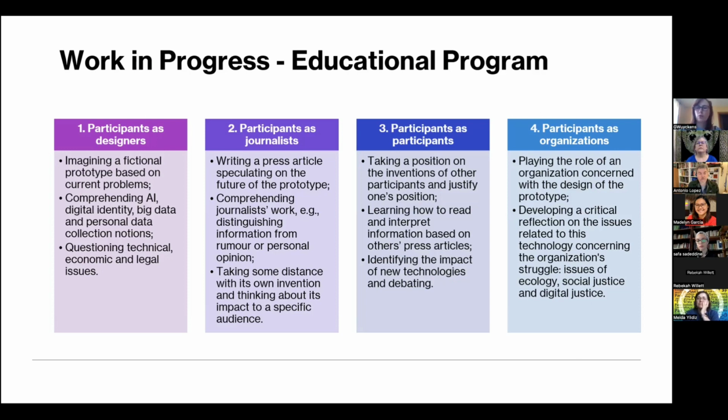So you can see a structure of the program divided into 4 main phases. Participants start by creating fictional prototypes of futuristic technologies, and as the activities progress, they are invited to embody various roles that will encourage them to question different types of issues and to distance themselves from their inventions. So when they play the role of organizations at the end of the program, they will consider the impact of their object on the ecology, social justice, and digital justice. So just to give an example, I can go back to the program if you want at the end.